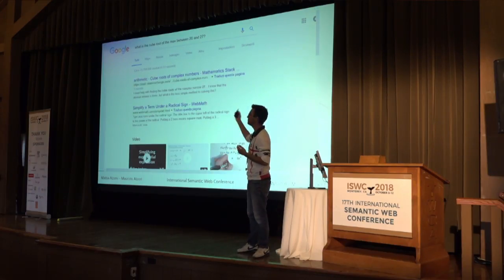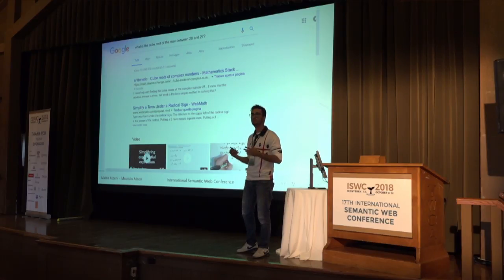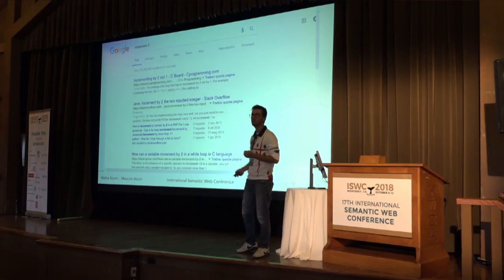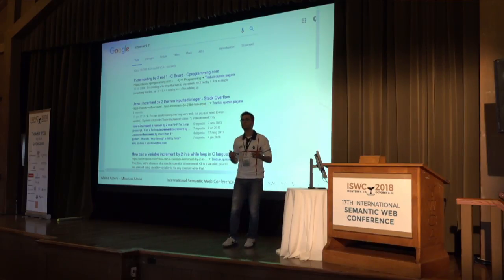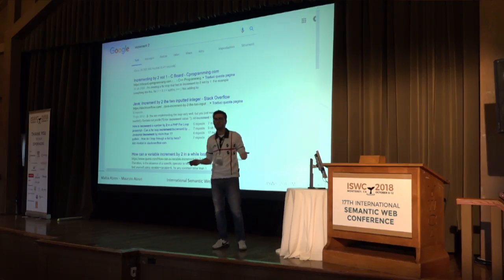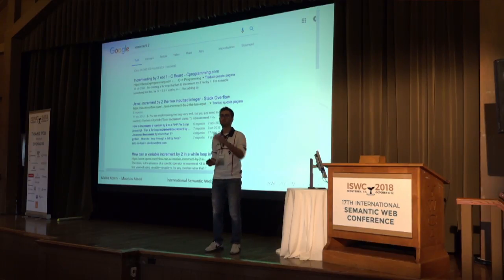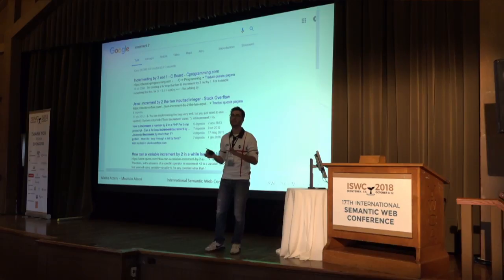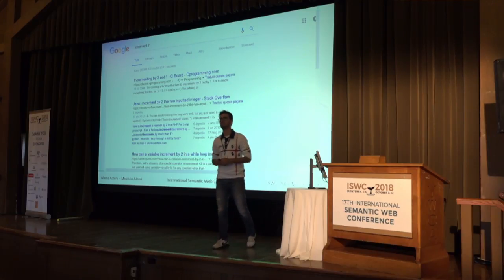But if you provide a more complex question, it doesn't work. Even simpler ones, like increment 2, don't work. So compared against these systems, I think it's a novel contribution. Of course, I'm not an expert in the field of software engineering, but all the papers I found there were not able to provide an answer to questions like this.